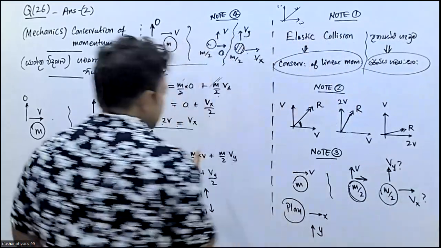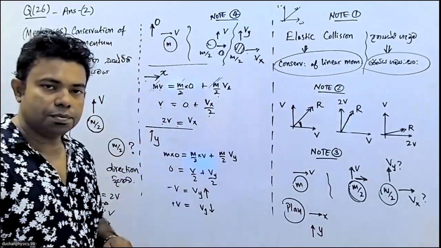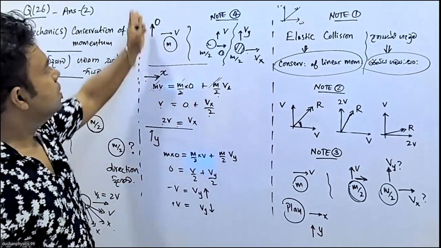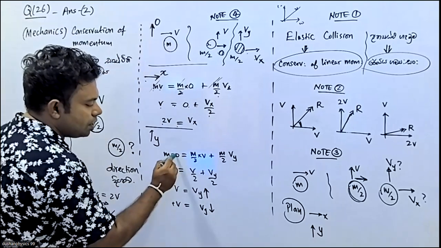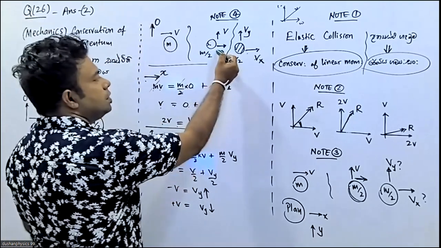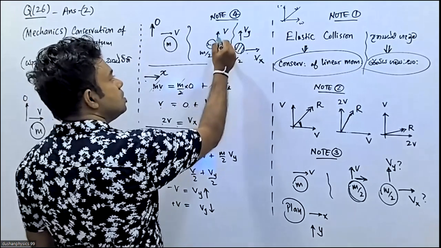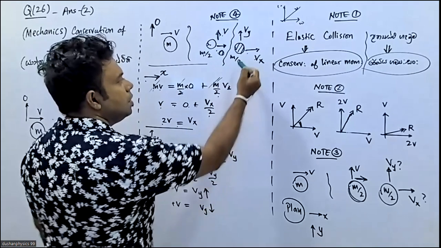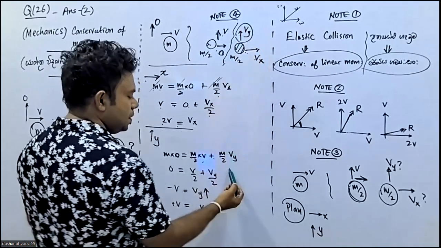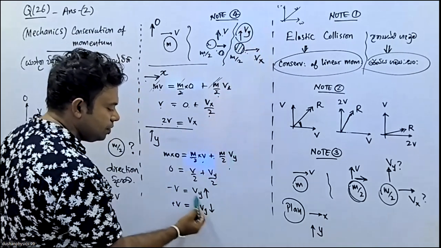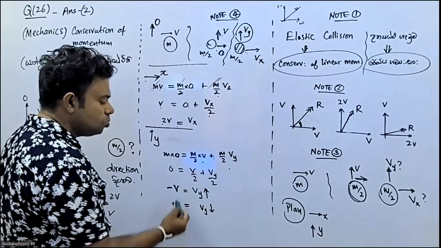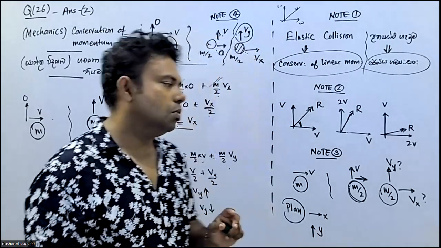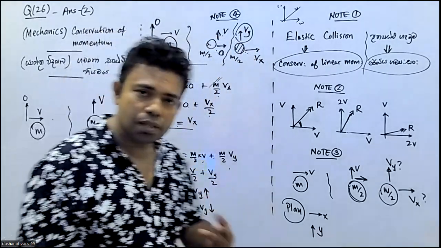Let's come to the y direction and put the y direction equation. Mass M, y direction velocity is 0. In this particular one there is a velocity: m over 2 times v plus m over 2 times vy. If you simplify this, you get vy as minus v. Is the answer wrong? No, getting vy negative does not make the answer wrong.